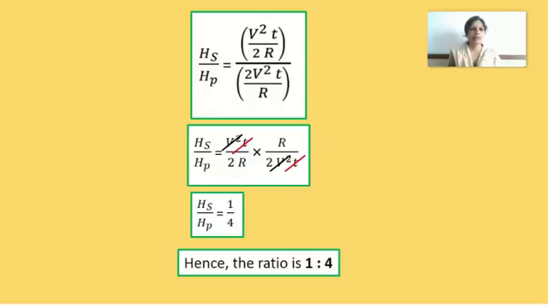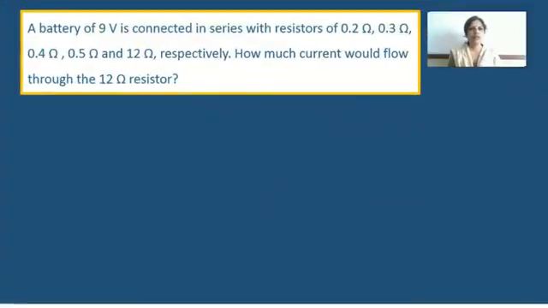Let's go to the next sum. A battery of 9 volt is connected in series with resistors 0.2 ohm, 0.3 ohm, 0.4 ohm, 0.5 ohm and 12 ohms respectively. How much current would flow through the 12 ohm resistor? This is a very important sum. Such types of sums are usually asked. So have a look at this. A 9 volt battery is connected in series with all these resistors. We have to find out how much will be the current flowing through the 12 ohm resistor.